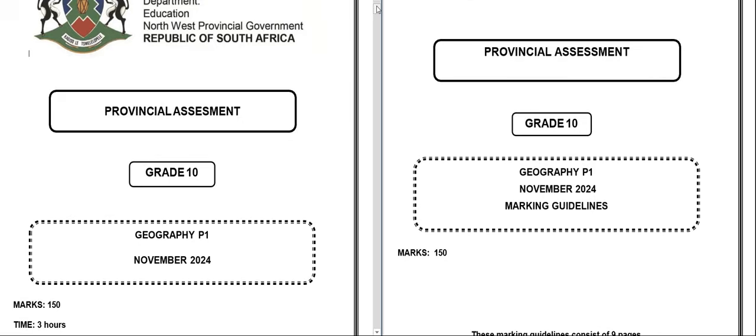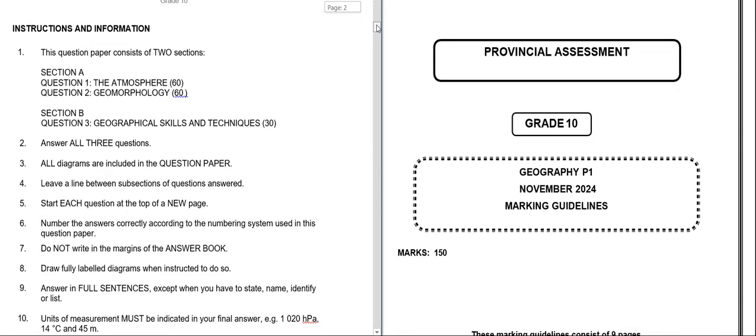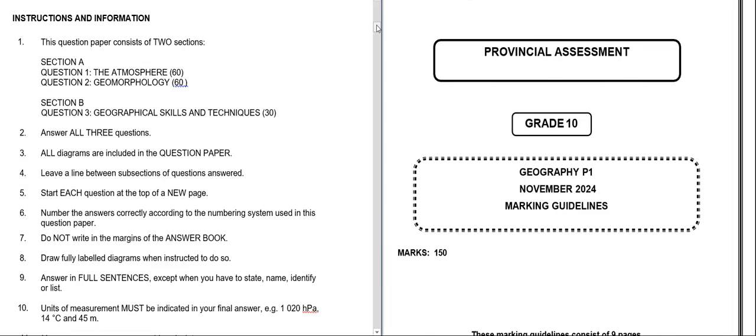So as for this video, we are going to start with the instructions and information. These are the instructions and information according to our question paper. We have information number 1, whereby it reads this question paper consists of two sections. We've got section A, whereby we've got question 1 and 2. Question 1 is the atmosphere, 60 marks. Question 2 is geomorphology, 60 marks again. Then in section B, we've got question 3 on geographical skills and techniques, 30 marks.